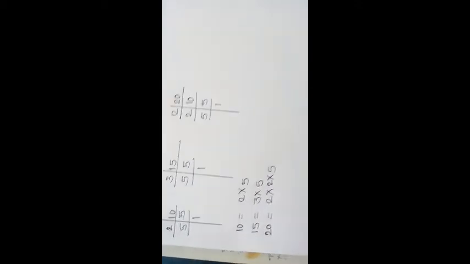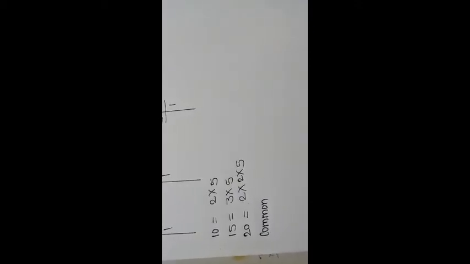Now see factors of 20. The lowest prime factor of 20 is 2. 2 tens are 20. Again 2, 2 fives are 10. 5 ones are 5. Now factors of 20 we will write here horizontally. 20 is equal to 2 into 2 into 5.